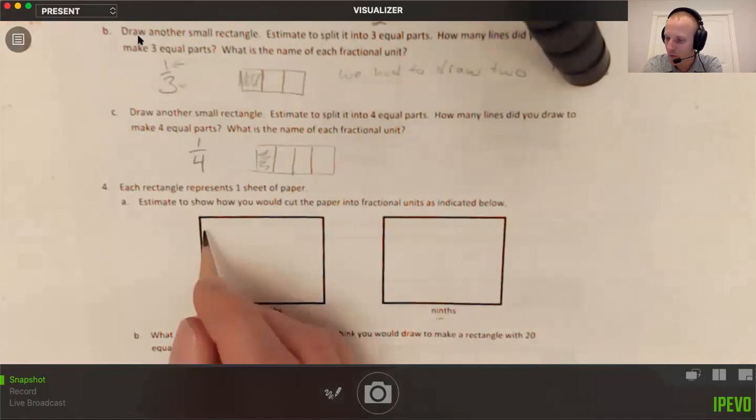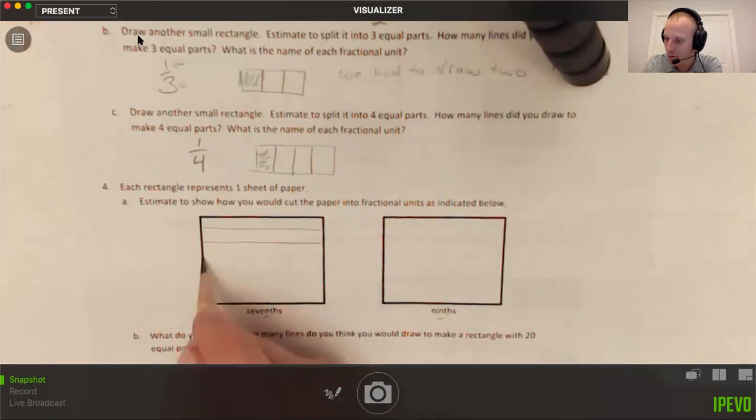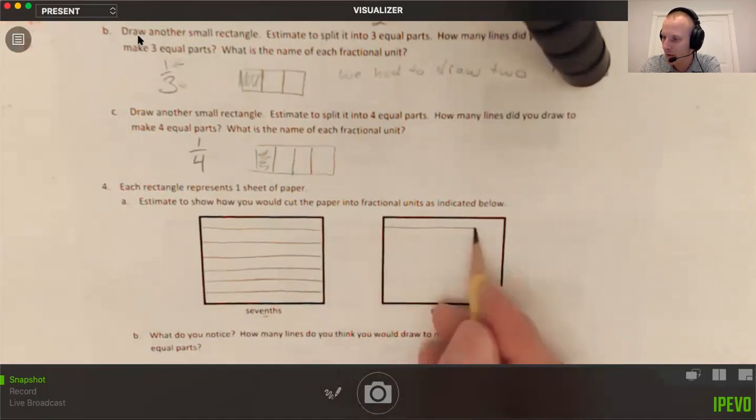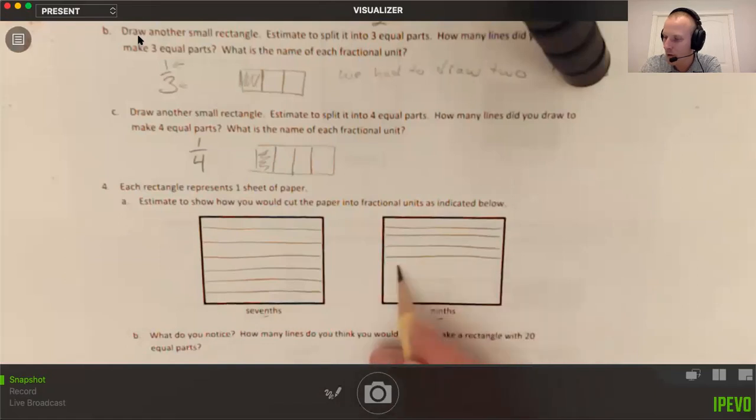So I'm going to sort of estimate these. 1, 2, 3, 4, 5, 6. Not bad. Those are fairly even. And then these have to be even smaller because I have to fit in 8 lines. 1, 2, 3, 4, 5, 6, 7, 8. And I end up with 9 parts.